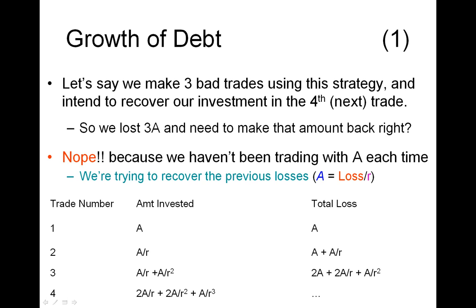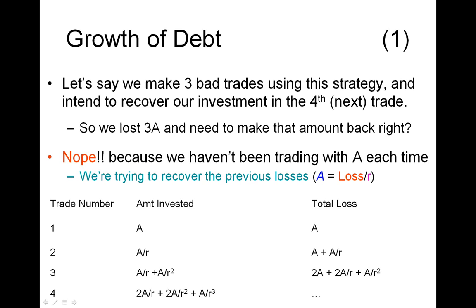Now, the second trade, we can't just invest A again, because if we do profit, we're going to make a fraction of A as profit, but in the first trade, we already lost A. So even if we profited from the second trade, it wouldn't be enough to offset the loss from the first trade. Therefore, the amount we need to invest in the second trade in order to recover the loss is A divided by R. But what if we were wrong this time too? In this case, our total loss is A plus A divided by R, which is just the loss from the first trade plus the loss from the second trade.